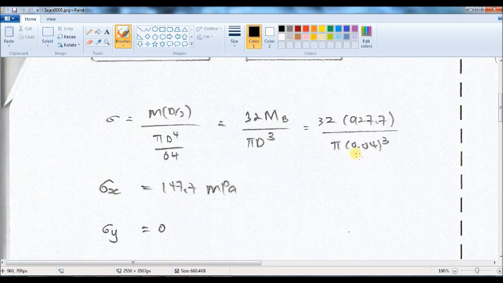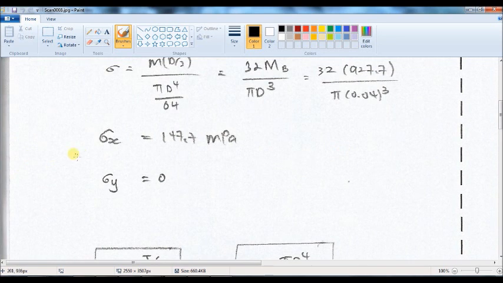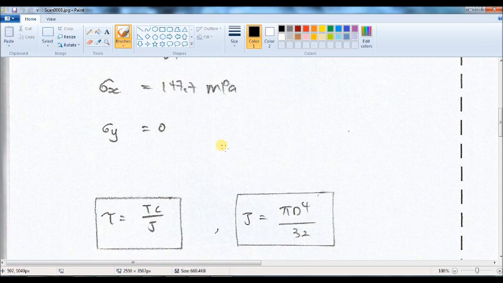Then I will substitute the magnitude of the maximum moment at location B, and as I mentioned at the beginning of the problem, the shaft diameter is 40 millimeters, so we will convert to meters and substitute here. As you can see, the bending stress in the x direction equals 147.7 megapascal.